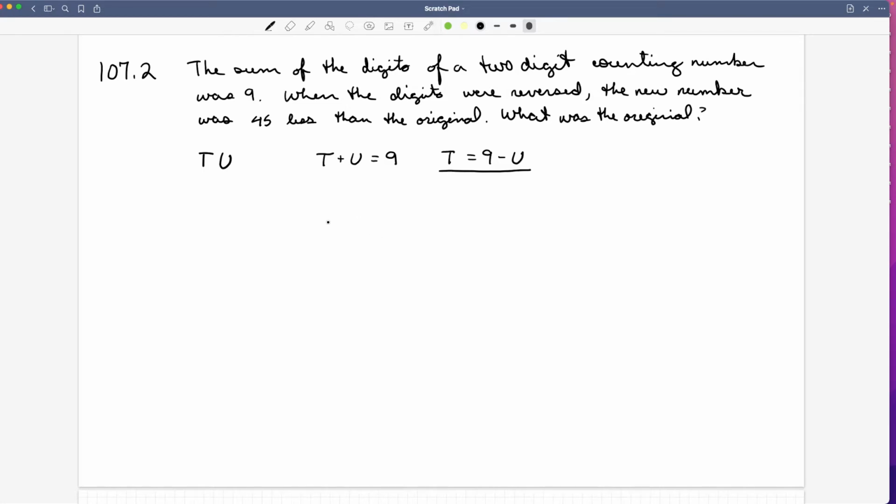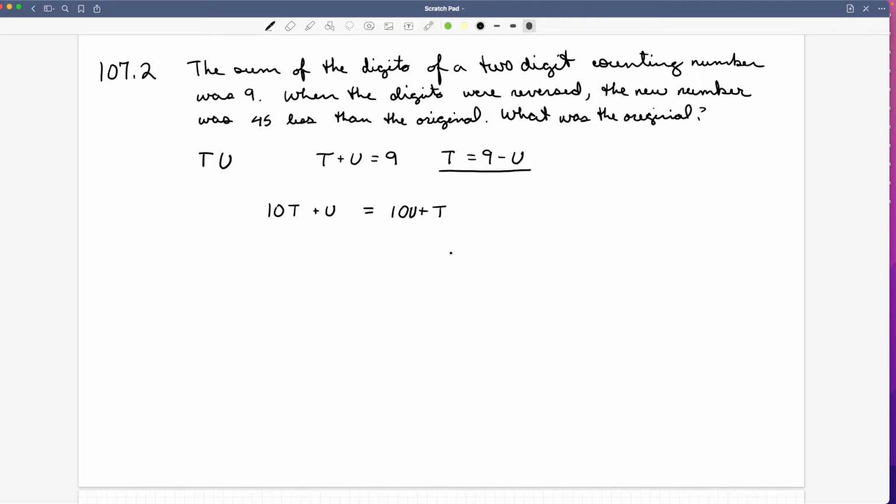Okay, so now let's look at the second sentence. When the digits were reversed, the new number was 45 less than the original. So now we're talking about the value of the number. The original value was 10t, 10 times t plus u, however many units that was, right? So when the digits were reversed, that means it would be 10u plus t, as written in the ones place. The new number, so I'm sorry, that'd be 10u plus t.